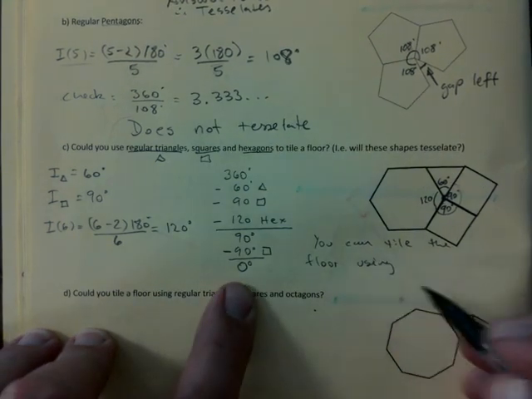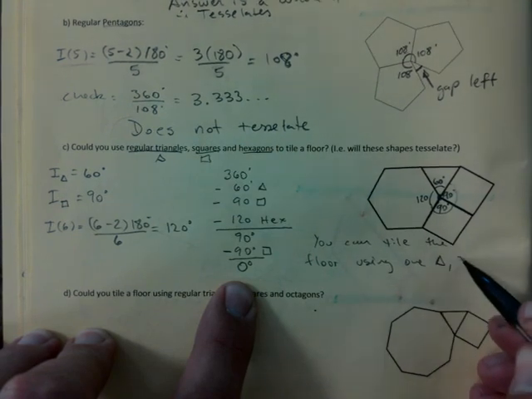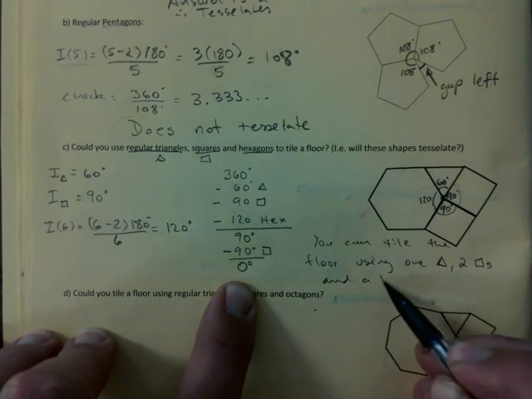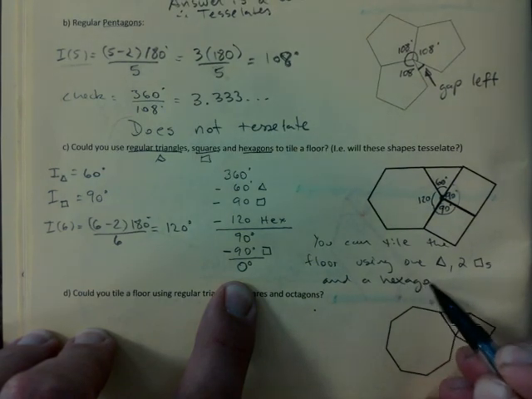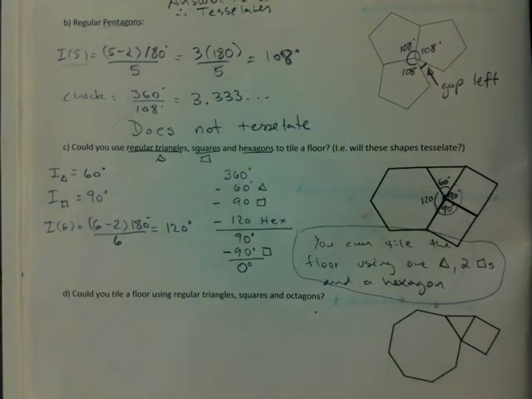using one triangle, two squares, and a hexagon. That is kind of like the combo that you need to use every time to make this work. Okay. That's tessellations right there, folks. That's all you need to do.